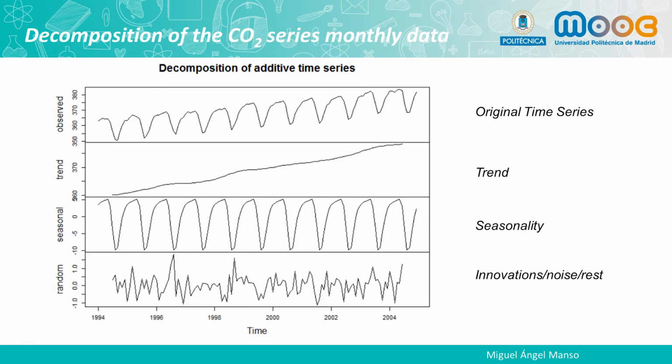Decomposition of the CO2 series, monthly data. In this case, the CO2 variables available in the TSA library are displayed after the additive decomposition of the series. The decomposition of the series once more aims to isolate the trend, seasonal, and innovation or noise or rest.